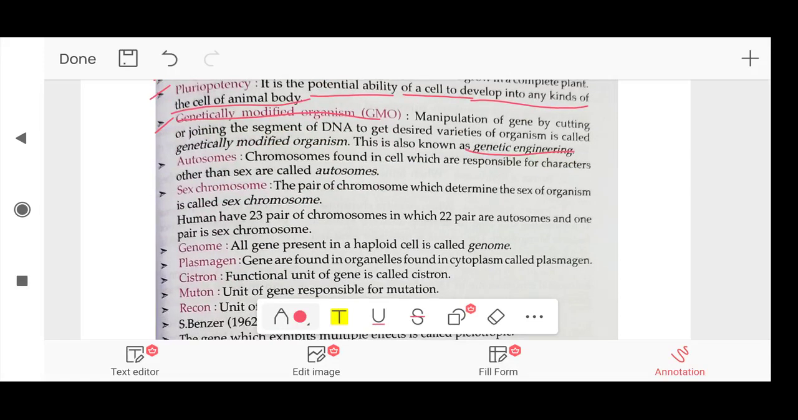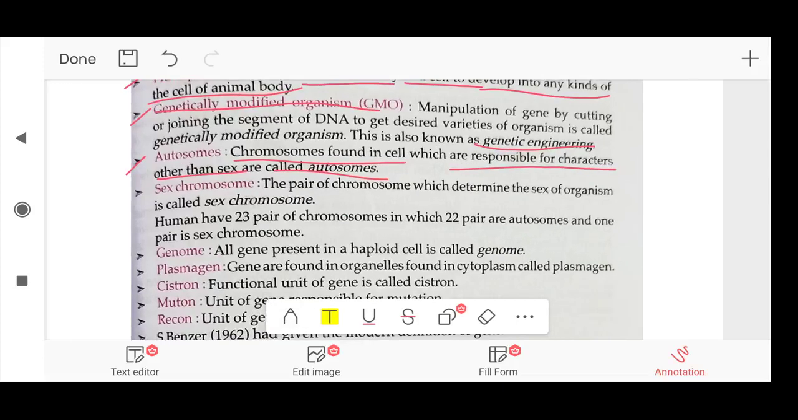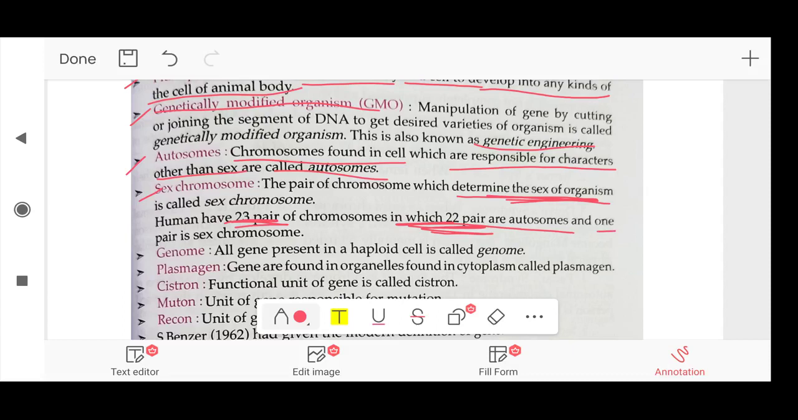Next, autosomes. Chromosomes found in a cell which are responsible for characters other than sex are called autosomes. So what are autosomes? Chromosomes found in a cell which are responsible for characters other than sex. Now sex chromosome. The pair of chromosomes which determine the sex of an organism is called sex chromosomes. Humans have 23 pairs of chromosomes in which 22 pairs are autosomes and 1 pair is sex chromosome.